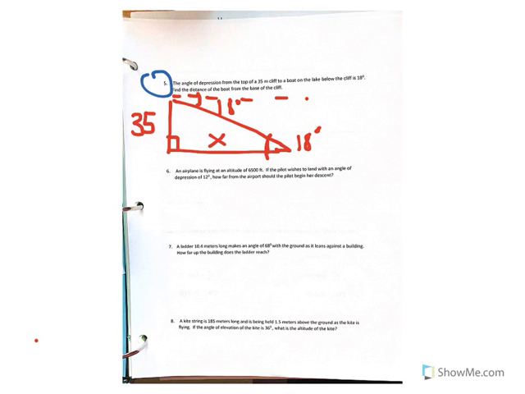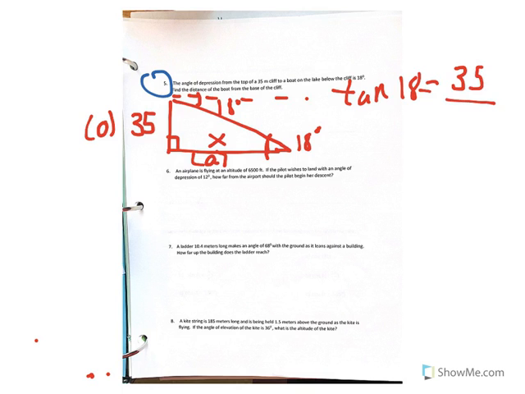Okay? So again, here's our angle that's given. This is the side that's opposite it, and this is the adjacent side. So out of our SOHCAHTOA, we will probably use tangent. Okay? So we're going to say the tangent of 18 equals the opposite, which is 35, divided by the adjacent.